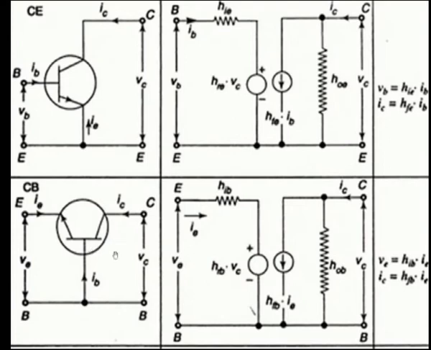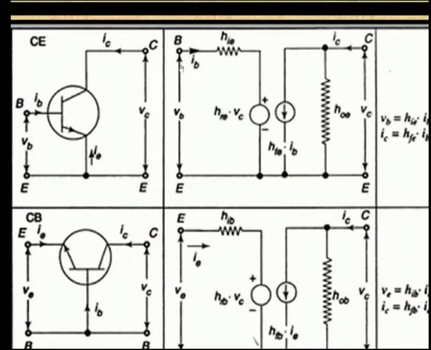Similarly, for common base you have to change the input and output terminal and also the common terminal according to the configuration. So, here the input terminal is base, common terminal is emitter, output terminal is collector. So, in the hybrid model, input terminal is B, output terminal is C and common terminal is emitter. Let us have a break.